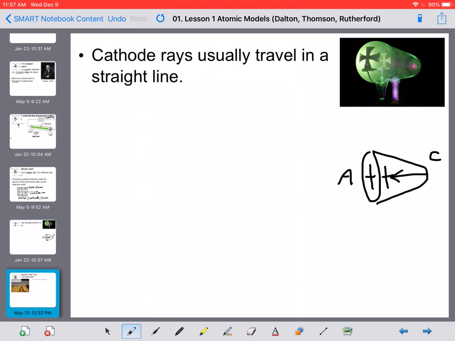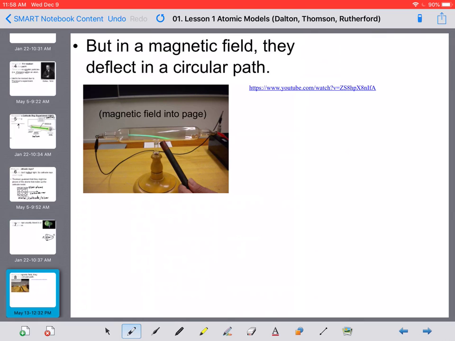But then, as I kind of alluded to earlier, if you take your cathode rays and you hold a magnet nearby, the cathode rays will actually deflect in a circular path. So that tells us about what cathode rays are. If you think back to earlier in the course, what type of particle will move in a circular path in the presence of a magnetic field? And you should be thinking, oh, it's charged.